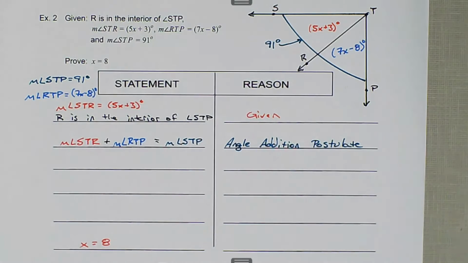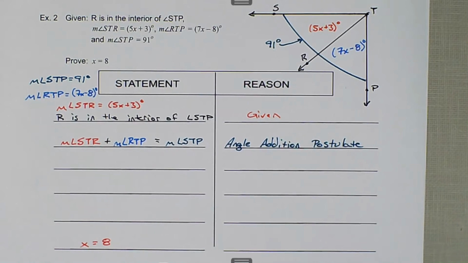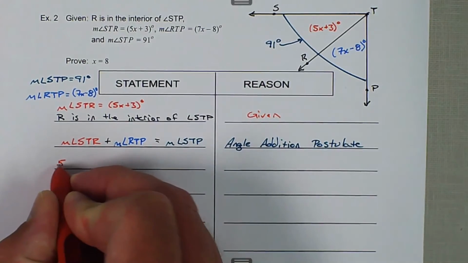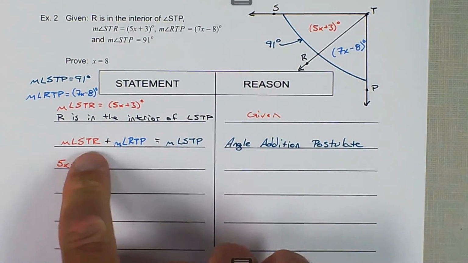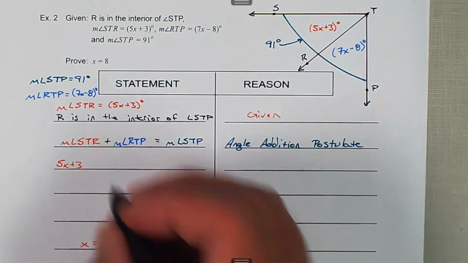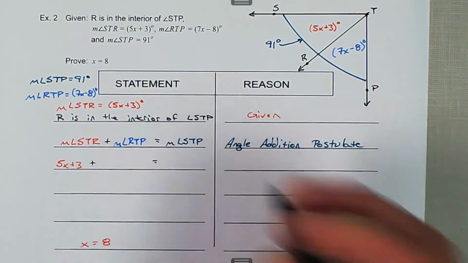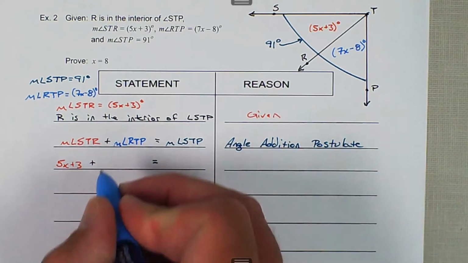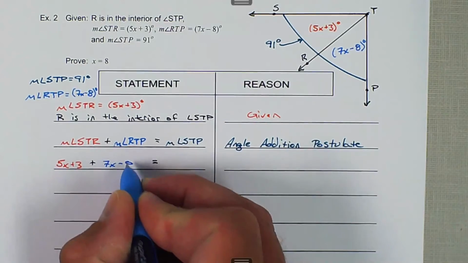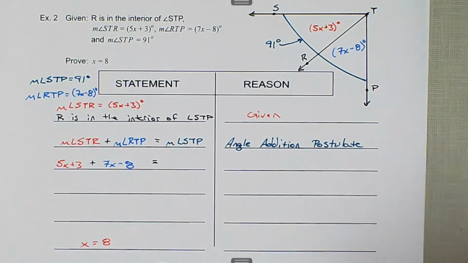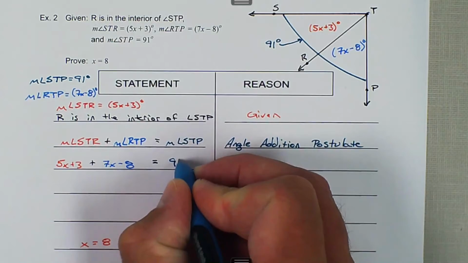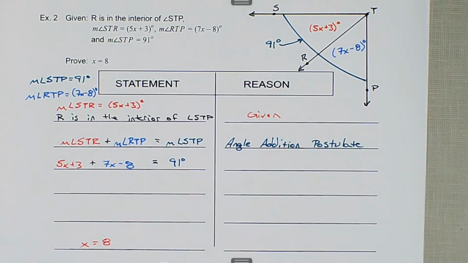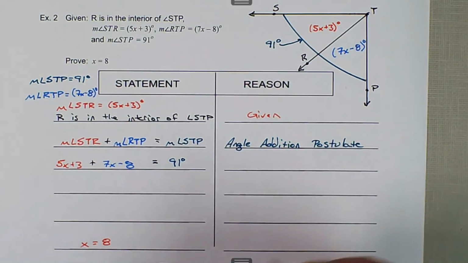Okay. The next thing, after we write the geometric equation, we want to be able to solve it. So we're going to have to substitute values in that we know. So again, we have the 5x plus 3 going in for the first angle. We're going to add another angle to it, 7x minus 8, and it's going to equal the total, 91 degrees. And the reason that we can do that is the substitution property of equality.